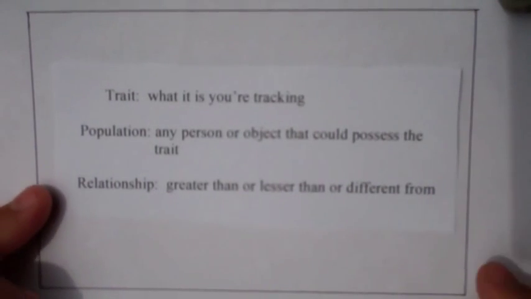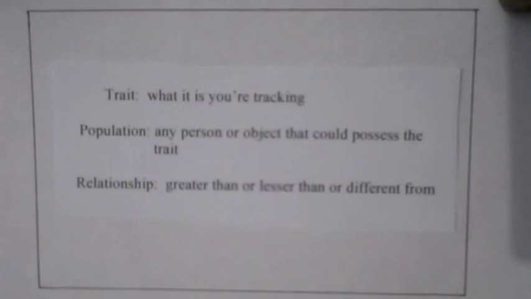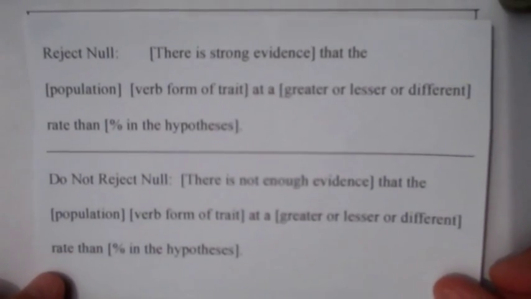Now, when you're going to write these conclusions, you really have to be careful as you're reading the problems. Decide what is the trait, that's what it is you're actually tracking; what's the population, that's any person or object that could possess the trait, not necessarily that they do, but could. And the relationship that's always stated in the problem, whether you're looking for greater than, lesser than, or different from.